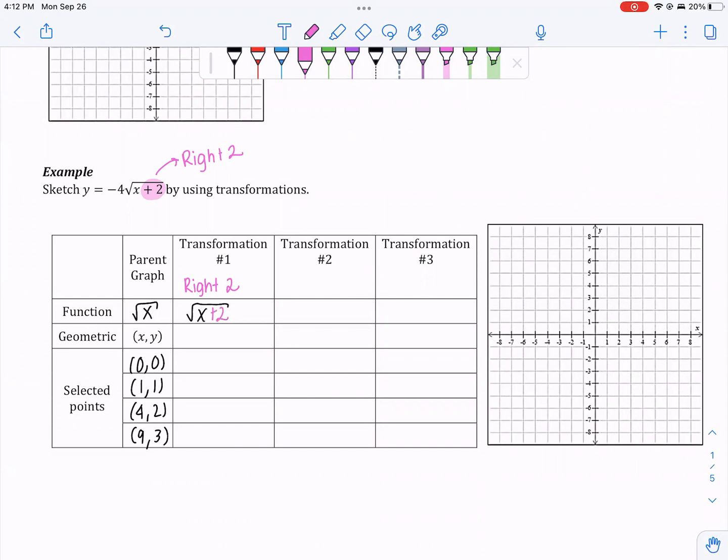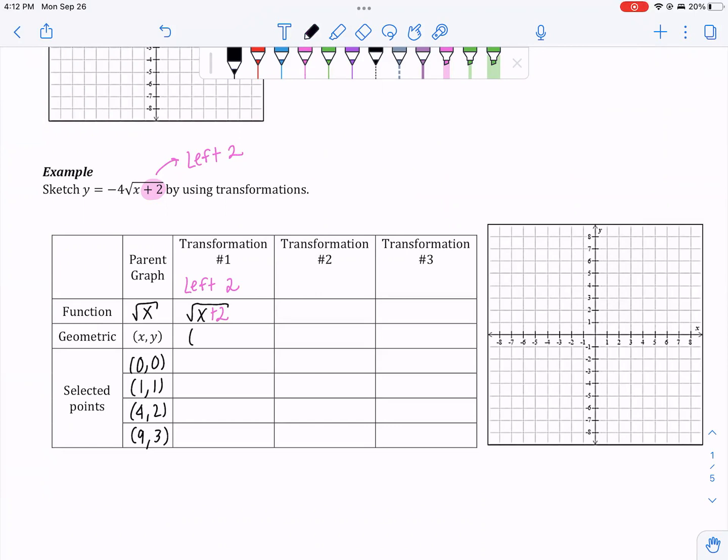+2. Geometrically, going to the right 2. Oh, this is left 2. I am tired. Left 2, plus is left. So we're shifting the graph to the left 2.